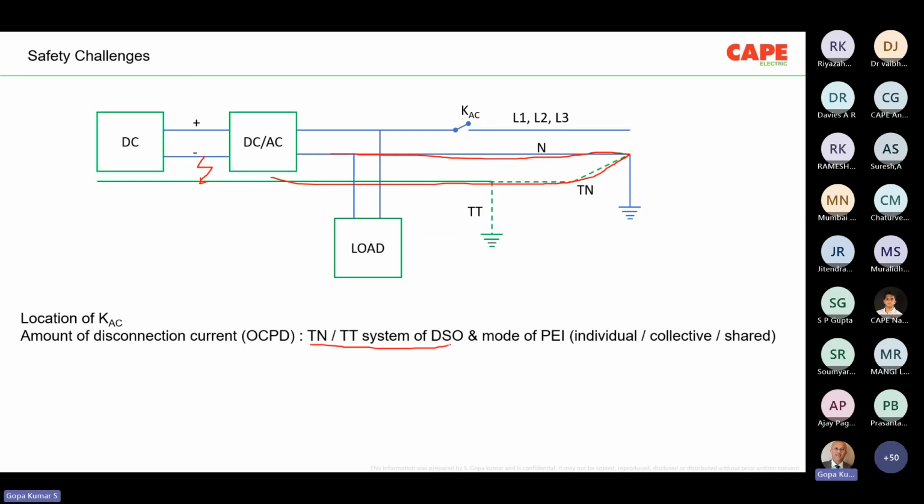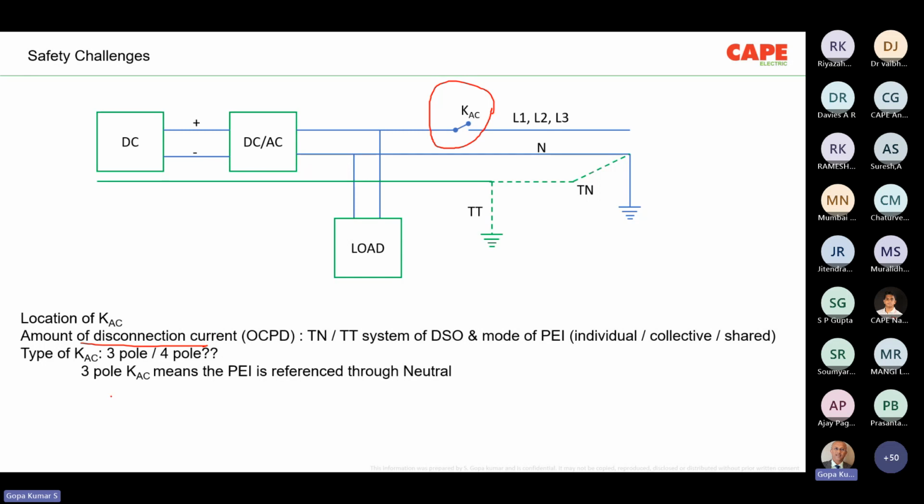So the TN or TT system actually influences the operation of the DSO. The mode of PEI, whether it is an individual mode or a collective, shared mode, all these things actually influence the question, what is the amount of disconnection current we are talking about? Type of KAC. This switch, whether it is a 3-pole switch or a 4-pole switch, or the disconnection relay is 3-pole or 4-pole. For example, if you think of a 3-pole relay, it means the PEI is referenced through the neutral.